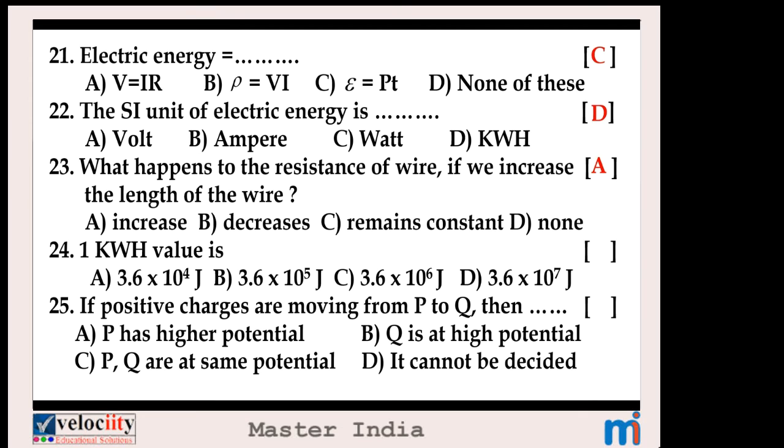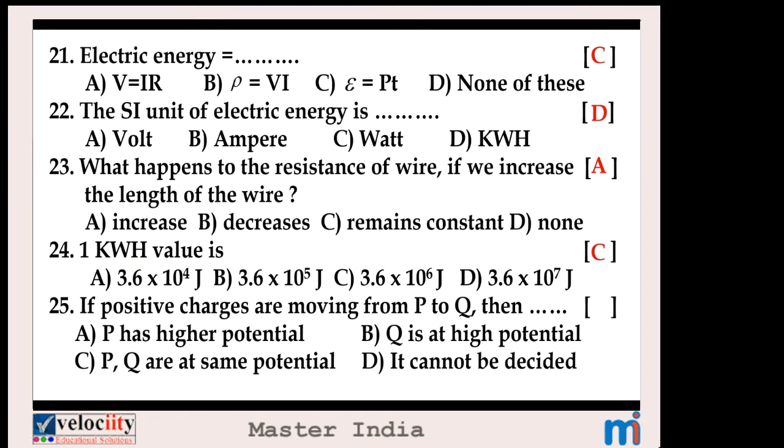24. 1 kWh value is A. 3.6 into 10 to the power 4 joule, B. 3.6 into 10 to the power 5 joule, C. 3.6 into 10 to the power 6 joule, D. 3.6 into 10 to the power 7 joule. The correct answer is option C. 3.6 into 10 to the power 6 joule.